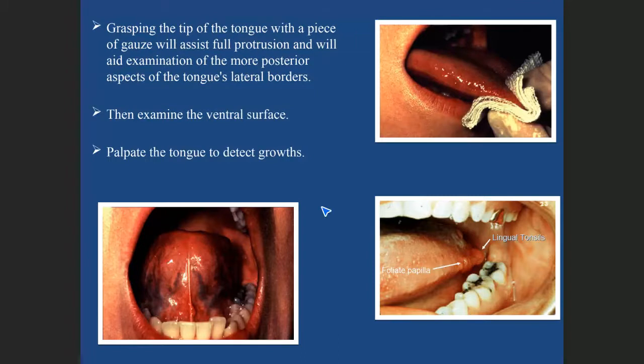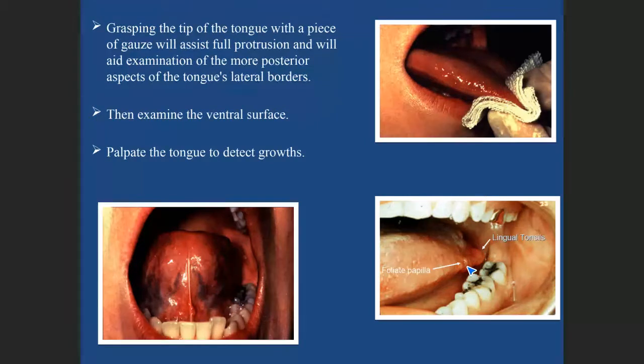Okay, and tongue, it is very slippery. So how do you check for the lateral border? You take a gauze piece and then move the tongue on the right side or the left side, and then check the lateral borders of the tongue. Ventral surface you can examine by asking the patient to lift the tongue. Also, if you see any growth, you should do the palpation of the tongue.